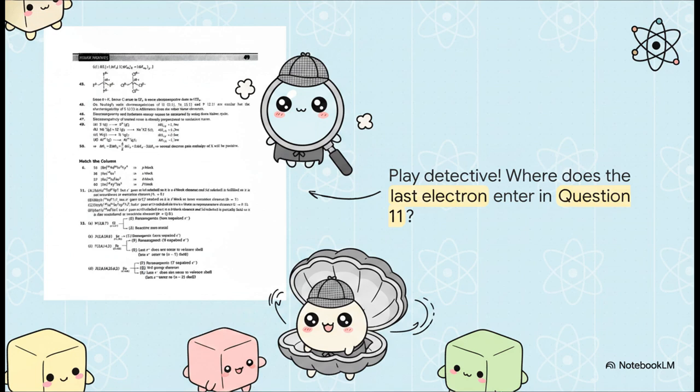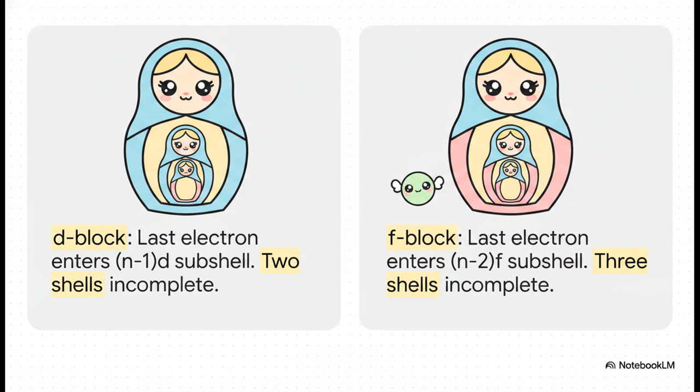To survive this kind of question, we have to look at the configuration and play detective. We are looking to spot if that very last differentiating electron is burying itself deep down into the (n-2) f subshell. By comparing them side by side, the core structural difference becomes entirely obvious. Over in the d block, the last electron enters the (n-1) d subshell, leaving the two outermost shells incomplete. But in the f block, they're hiding their active electrons one layer deeper.